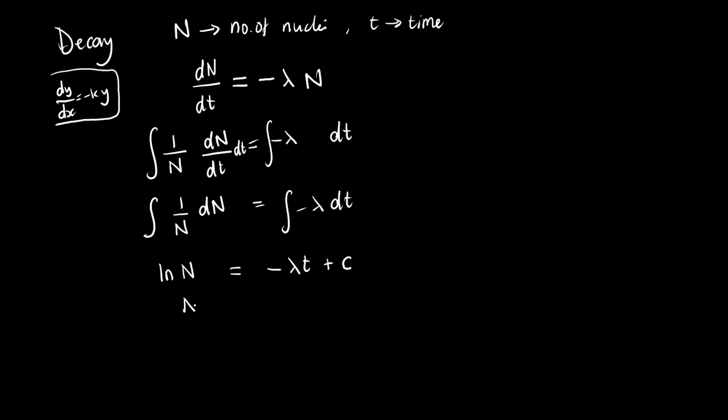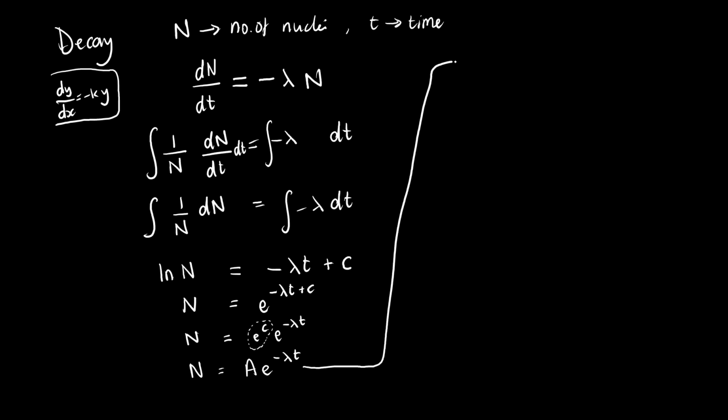Now to rearrange it for n, the opposite of log, or ln in particular, is e to the power of. So n is equal to e to the minus lambda t plus c. Now I'm going to write this as e to the c times e to the minus lambda t, and e to the c is just a constant, so I'm just going to call it a for now. n equals A e to the minus lambda t, where A is just a constant, as e to the c would be.